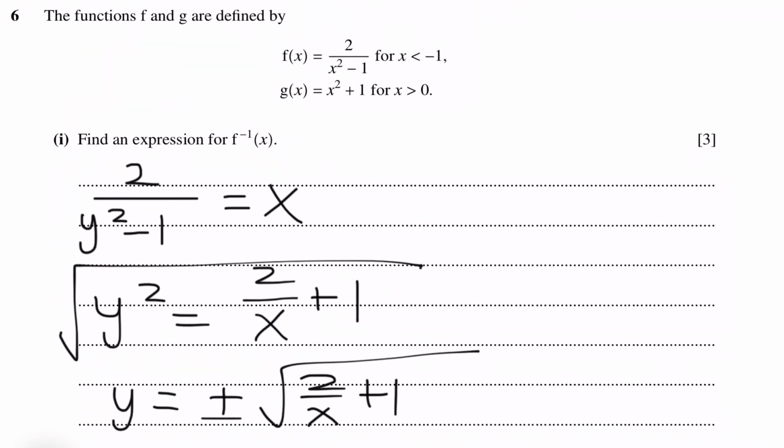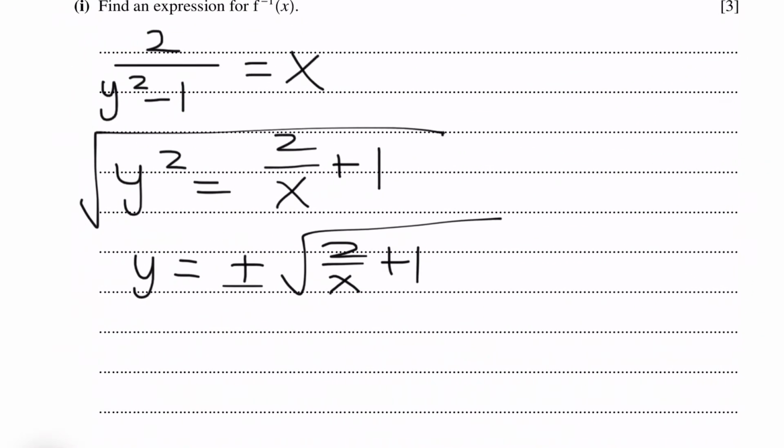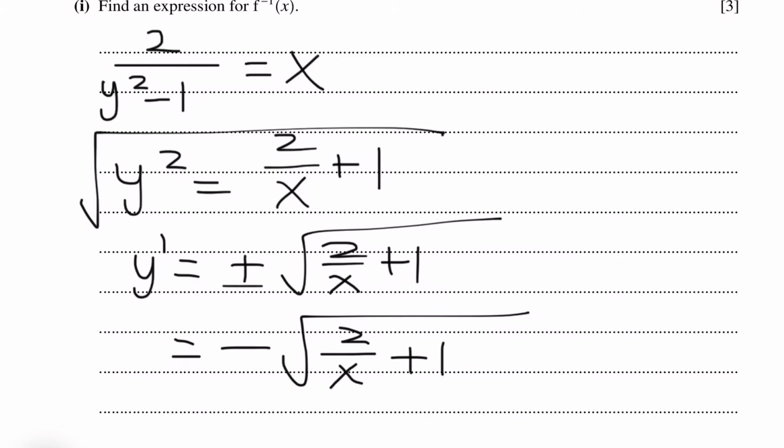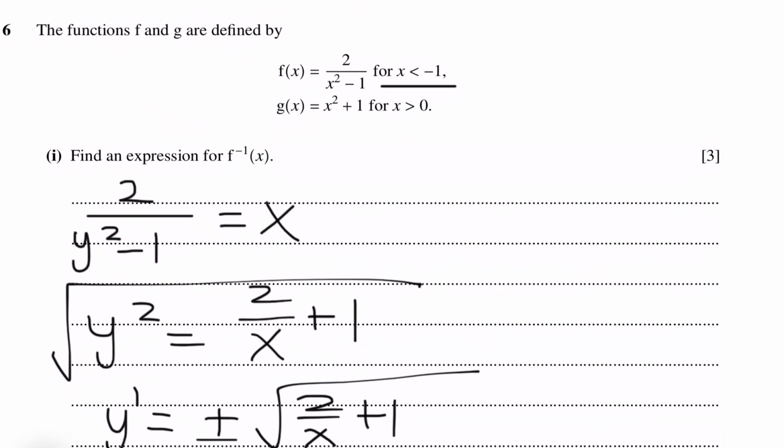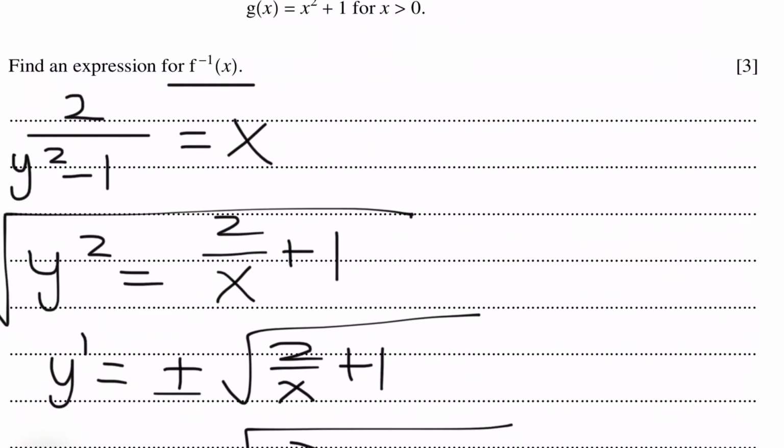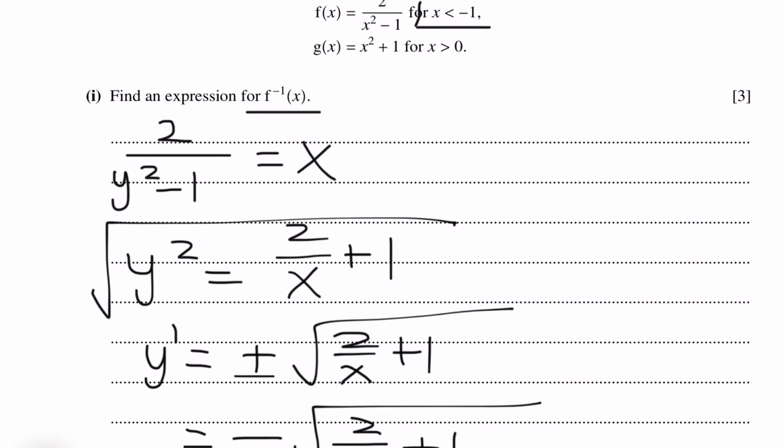Now since x must be smaller than negative 1, you know that the range for the inverse is the negative square root of 2 over x plus 1. This is because the domain of the function f is equal to the range of the inverse of that function. So similar to this domain, your range for y should be a negative number. Thus, we use the negative instead of the positive sign.